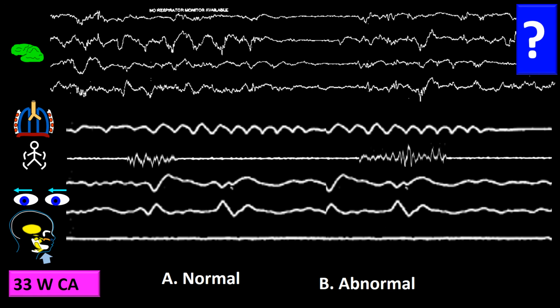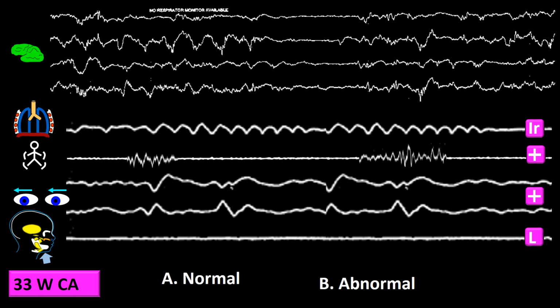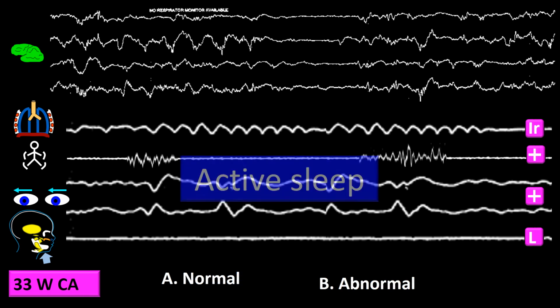Next question. Please look at this epoch and choose the best answer. Respirations are irregular. Limb movements are present. Extraocular movements are present. Chin EMG is low. These parameters indicate active sleep.